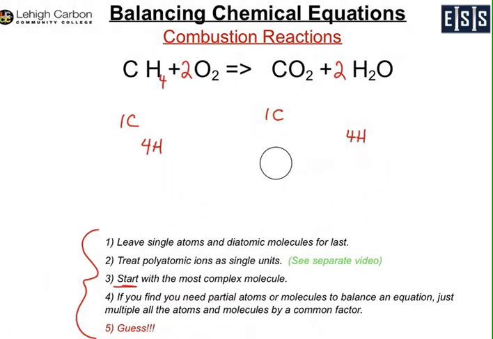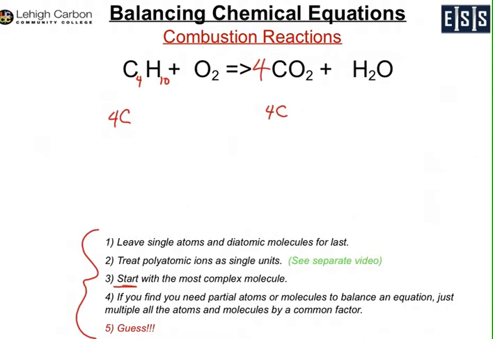So if we move on to a more complex molecule, let's try and do butane. Butane is C4H10. Let me write that better. So again, using the same rules, we're going to start with the butane. We have 4 carbon atoms now on the left. So in order to get 4 carbons on the right, we'll put a 4 in front of the carbon dioxide.